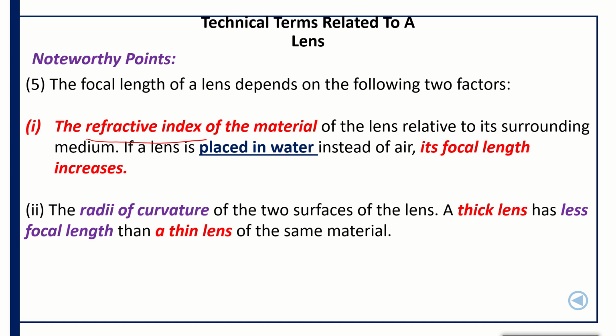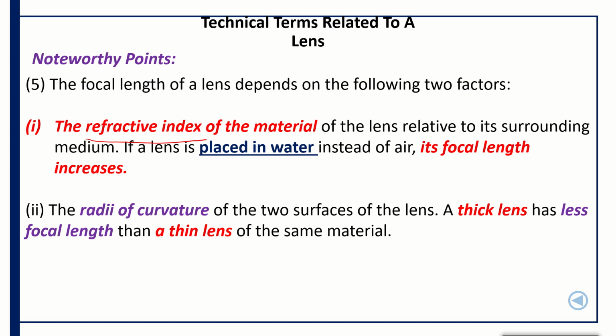Secondly, the radii of curvature of the two surfaces of the lens. A thick lens has less focal length than a thin lens of the same material. If I take the same material to create two lenses and one is a thick lens, that means it has a smaller focal length. That means it is part of a sphere whose radius of curvature is different, and if I take a thin lens whose radius of curvature is more, I'll get a larger focal length of the same material, right?